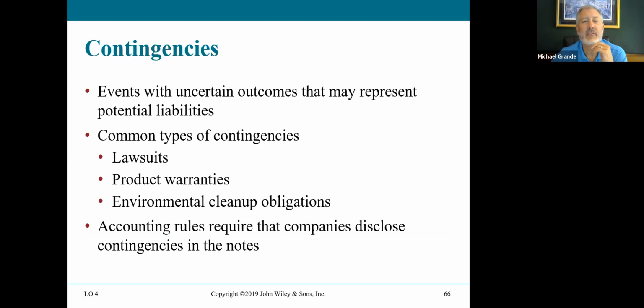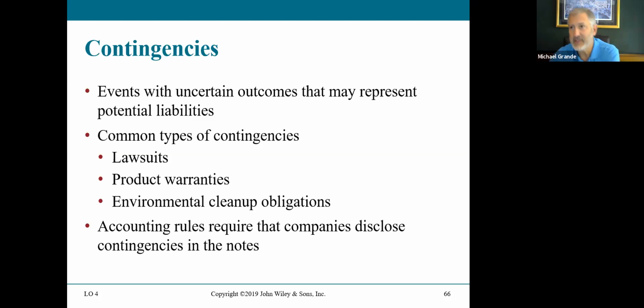Contingencies. So these are things that could happen. Do they need to be recorded? Do they need to record a liability for something that could happen? Events with uncertain outcomes that may represent potential liabilities. Common types of contingencies, lawsuits. What if a company is sued? Do they have to record the liability?